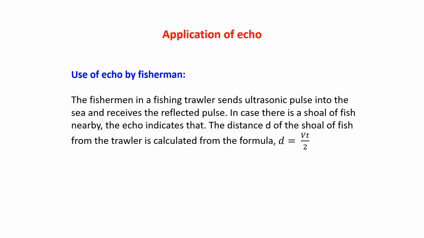Now use of echo by fishermen. There is a very important application of echo. The fisherman in a fishing trawler sends an ultrasonic pulse into the sea and receives the reflected pulse. In case there is a shoal of fish nearby, the echo indicates that. The distance d of the shoal of fish from the trawler is calculated by the formula d = vt/2, and according to that they act.